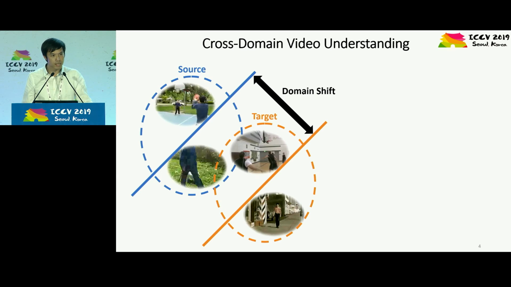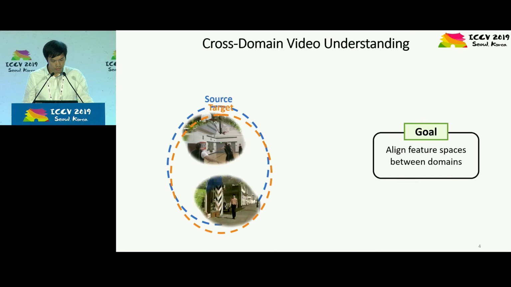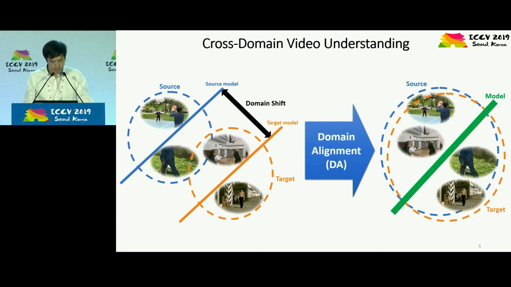Here we treat each dataset as one domain, including source and target. To solve this, our goal is to convert and map the feature spaces of source and target domains into the same or similar feature spaces. And then it'll be much easier to train one model to work on both domains. The way to achieve this is called domain alignment or domain adaptation, abbreviated as DA.